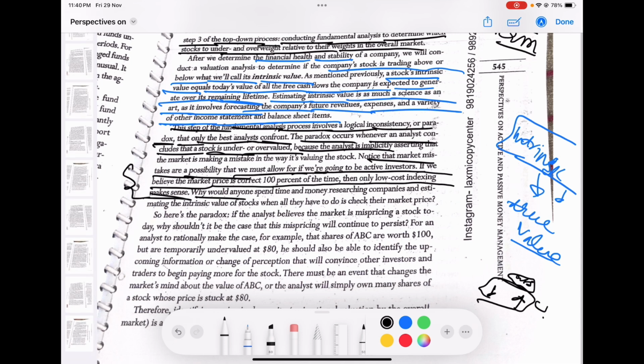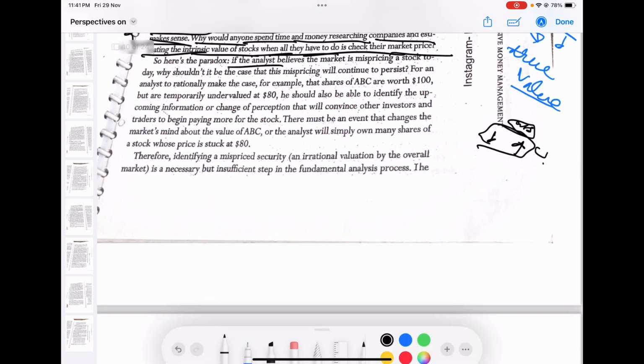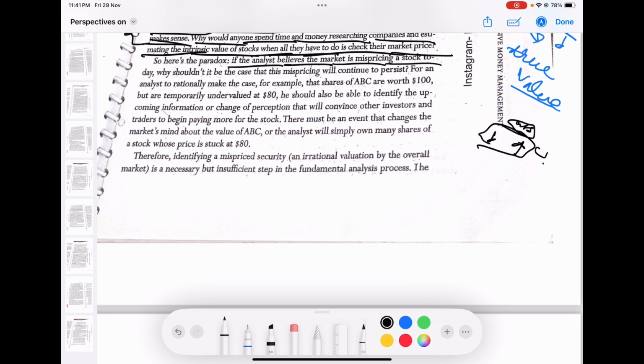Why would anyone spend time and money researching companies and estimating the intrinsic value of the stocks when all they have to do is check their market price? So here's the paradox. If the analyst believes that the market is mispricing a stock today, why shouldn't it be the case that the mispricing will continue to persist? Obviously, if a stock is undervalued today and I know it's undervalued, that doesn't mean that tomorrow it will go back to its actual price.